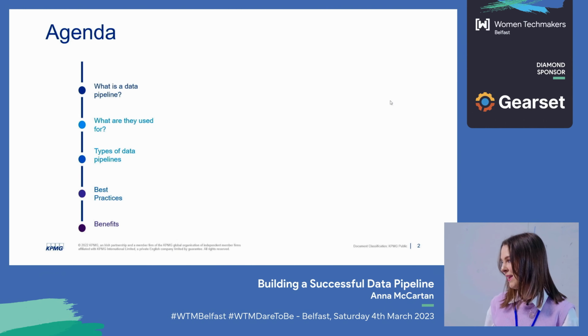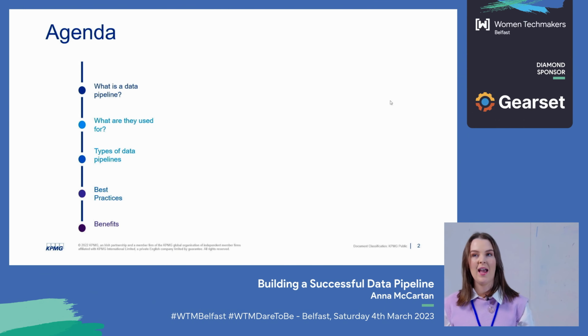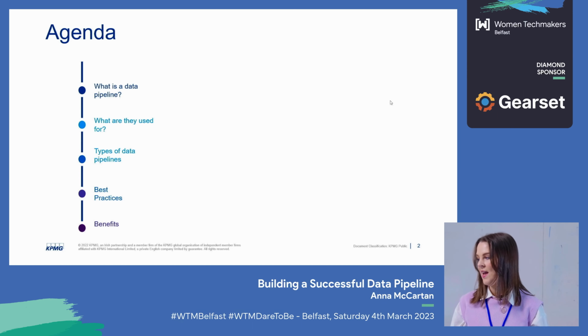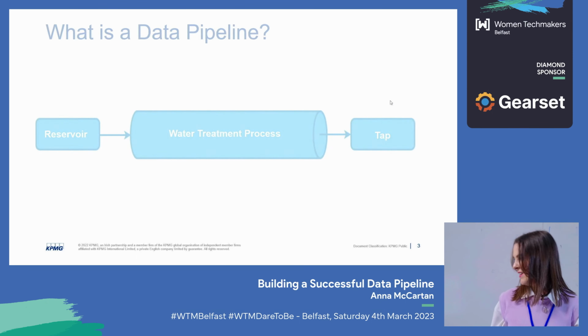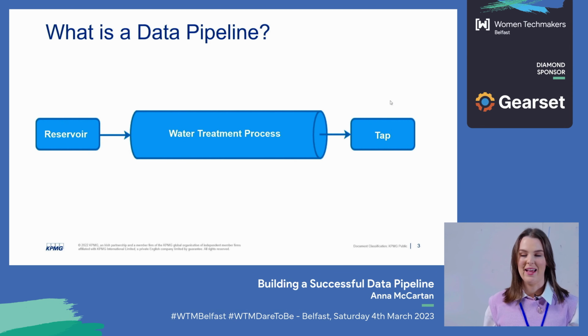And today I'm just going to give you an introductory overview of data pipelines. Firstly, I'm going to talk a little bit about what a data pipeline is and what they're used for. I'm going to mention the two most common types of data pipelines and talk a little about them. And then I'm going to talk about some best practices. I'm going to go over a few that have been particularly useful to me and my projects that I've worked on. And then I'm going to wrap up with why we should use them and the benefits. So firstly, what is a data pipeline?